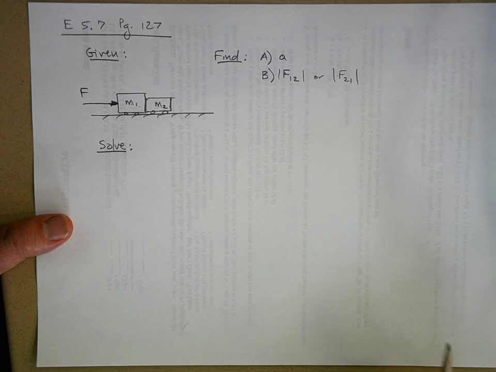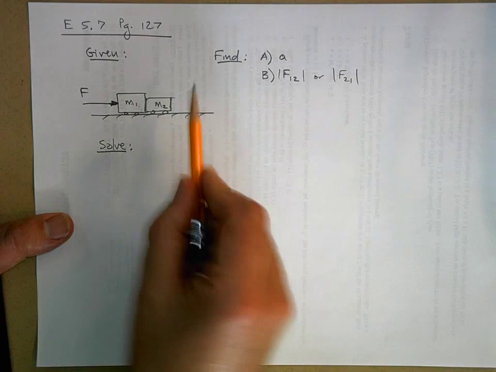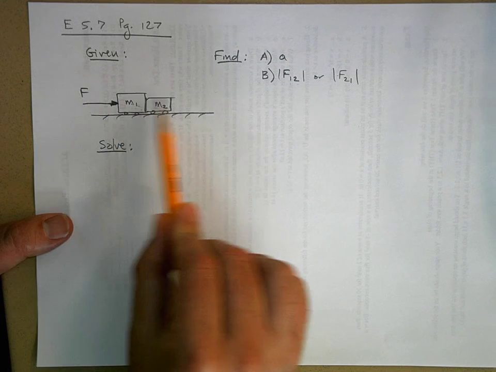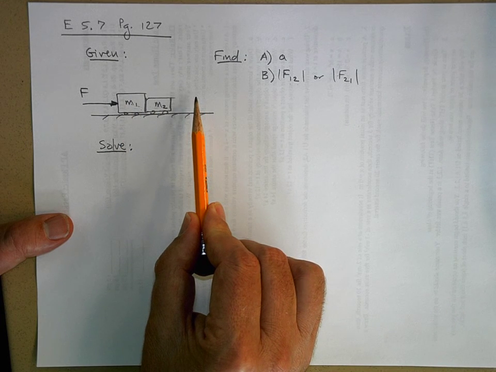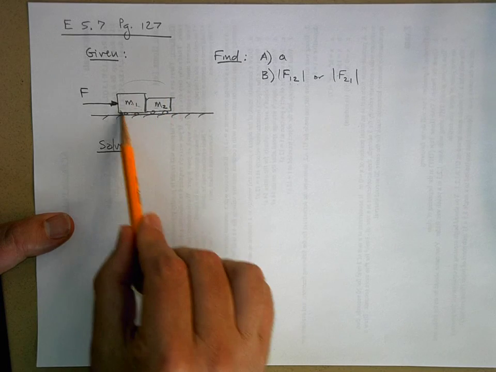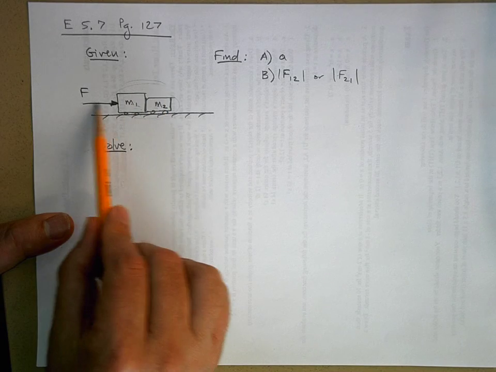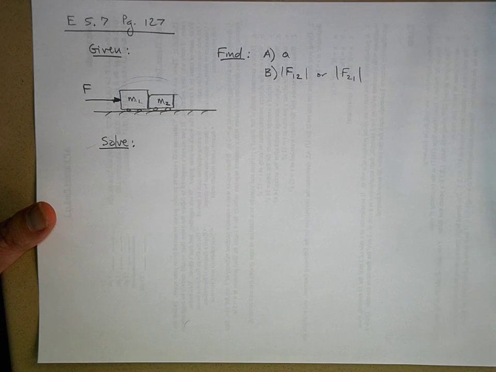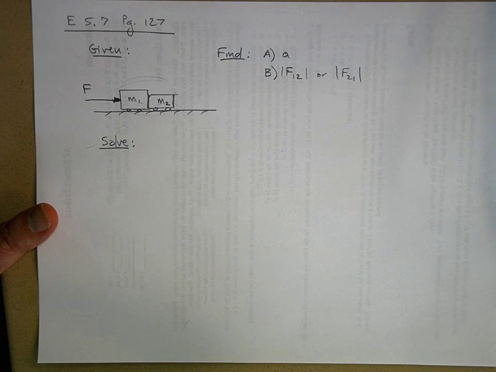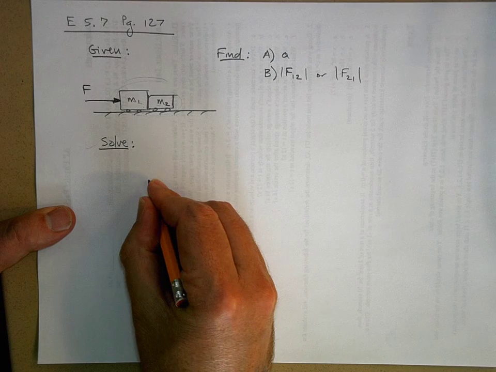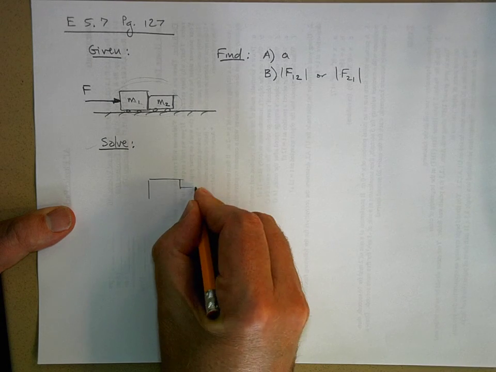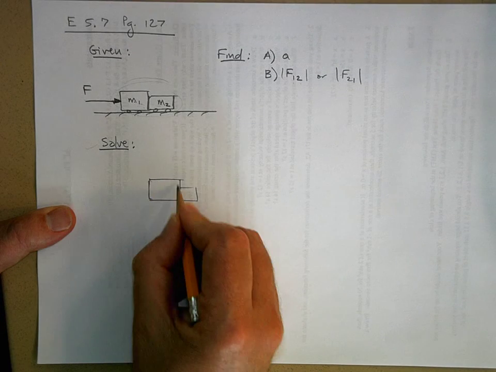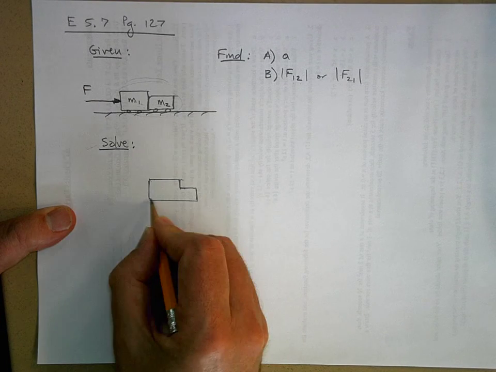Now, the thing about it is that if I want to know what the acceleration of the system is, notice that these two are in contact, and they're going to move together as one thing. So all of this mass is going to be accelerated by this one force. So what you can do is draw the free body diagram of the entire system. And so here's what I'll do. I'll just draw it like this. And here's M1 and M2 combined into one thing.